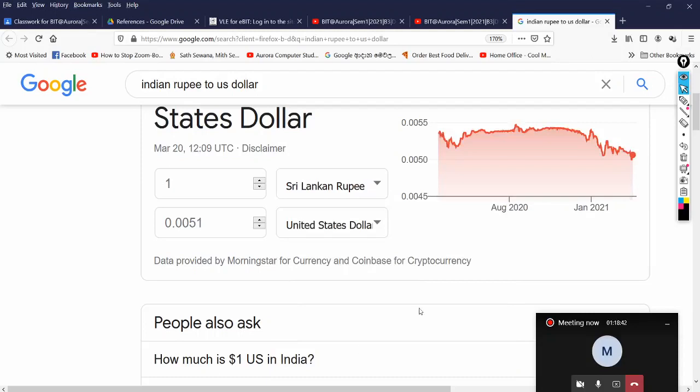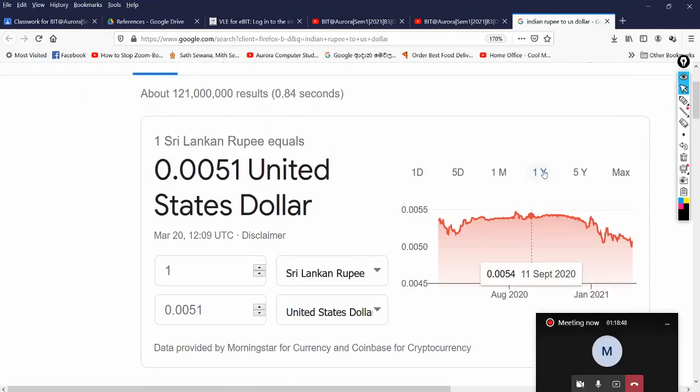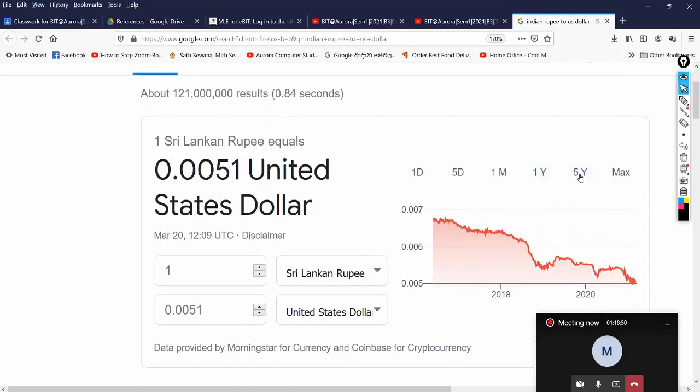Now you can see what is happening. Right? It's red and it's getting red really, really.